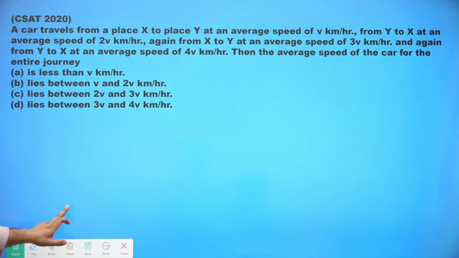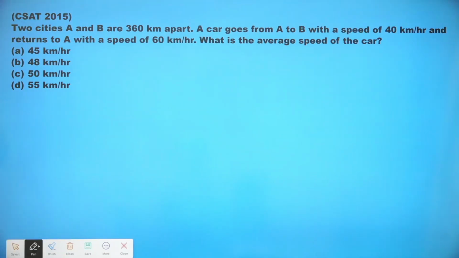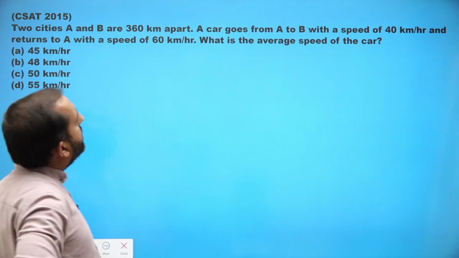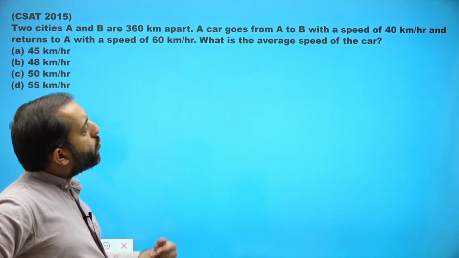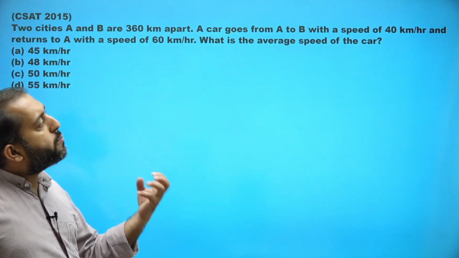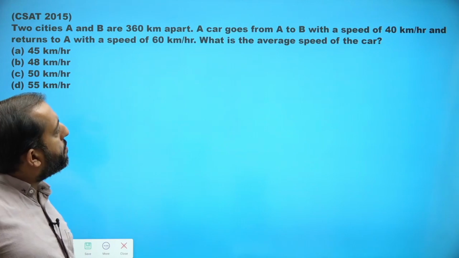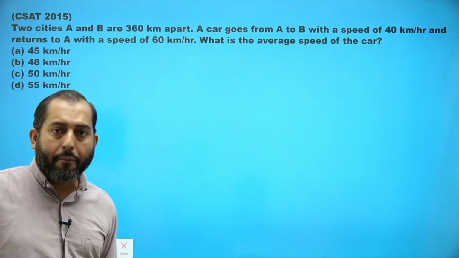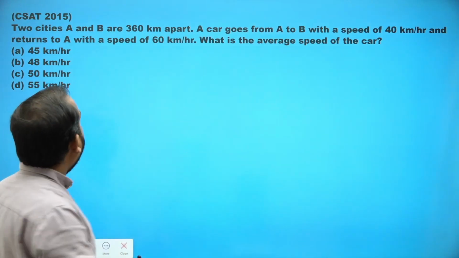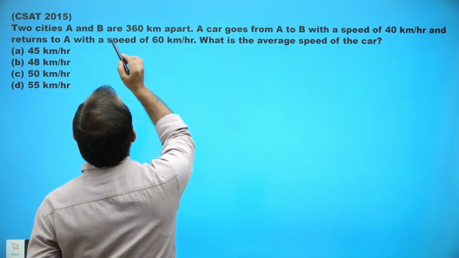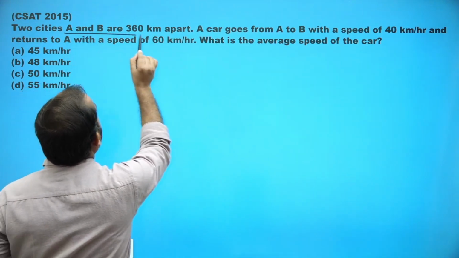Now let's move on. Next question says, two cities A and B are 360 km apart. A car goes from A to B with a speed of 40 km per hour and returns to A with a speed of 60 km per hour. What is the average speed of the car? I just told you the car is traveling between A and B.